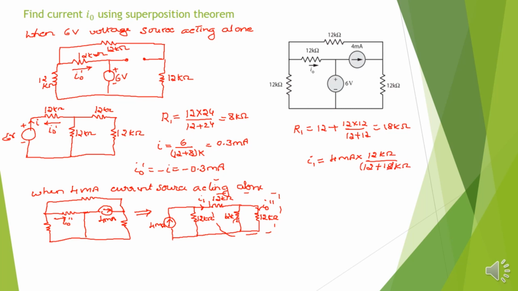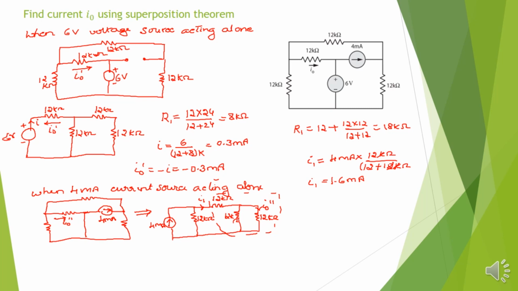So kilo gets cancelled. What happens is 12 by 30, into 4. 12 into 4 is 48. So it comes as 1.6 milliamps. This is I1.